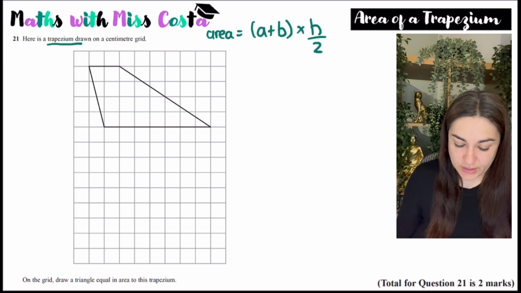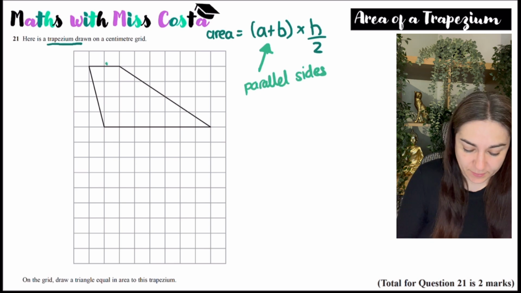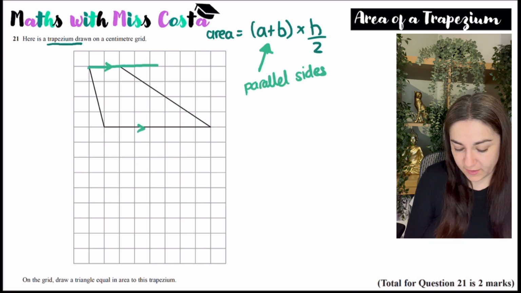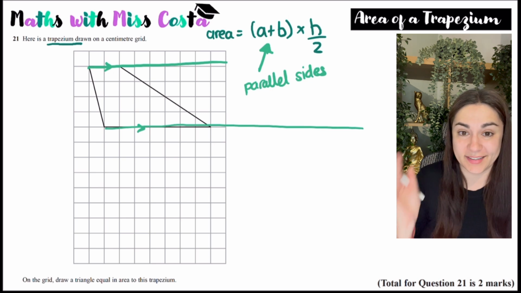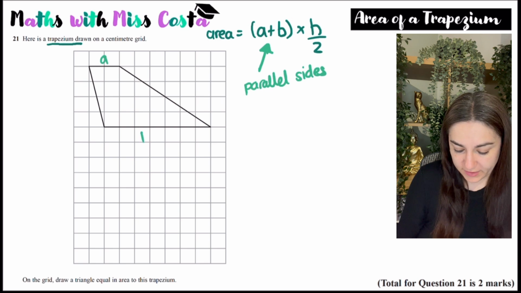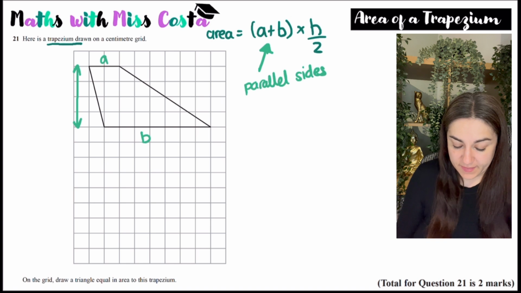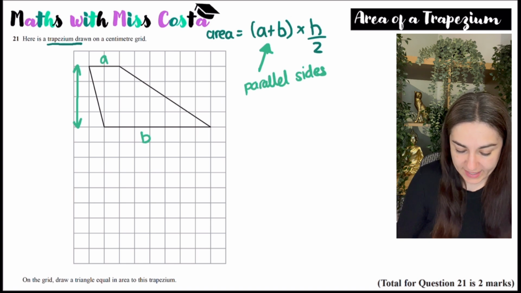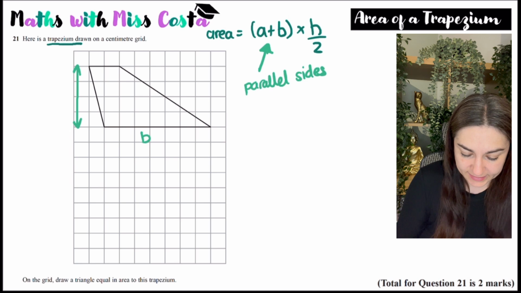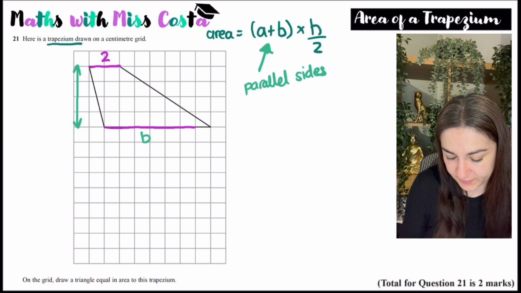So what do you do? You add the 2 parallel sides together. A and B are the parallel sides, the sides that are never going to meet. That would be these 2 over here. If we continue those lines, it's like train tracks. They're never going to meet because they're always going ahead. So one of them is going to be A and one of them is going to be B. The height is the vertical height, the perpendicular height. And then I just have to divide it by 2. So let's figure out what A is. I know that A is 2 squares, and then B is 1, 2, 3, 4, 5, 6, 7.